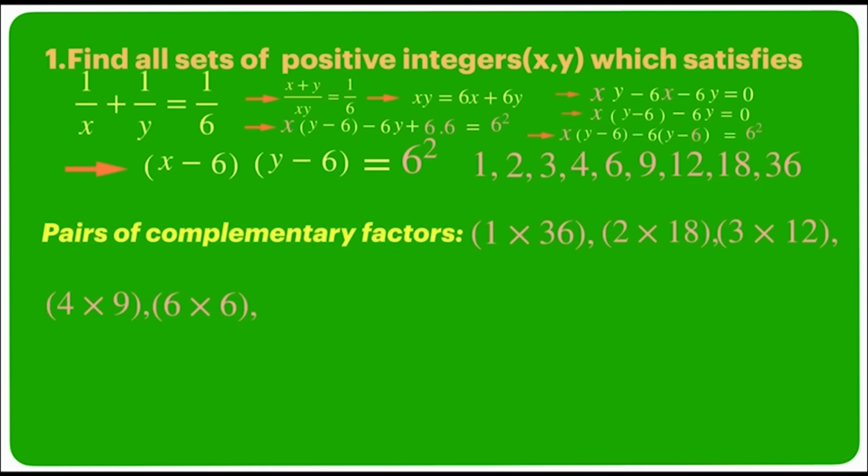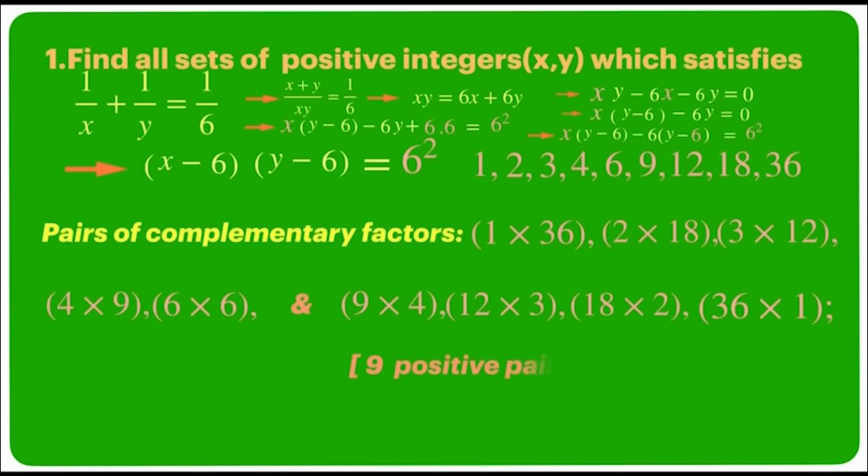So in this way we can take all the pairs of 6 square to be equal to x minus 6 into y minus 6, and reversely we can have the other pairs, that is 9 into 4, 12 into 3, and 18 into 2, and then 36 into 1. So in this way we can write the various pairs of complementary factors of 36 so that they can be equal to x minus 6 into y minus 6.